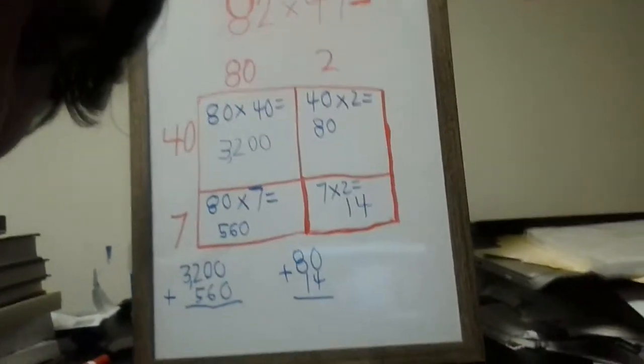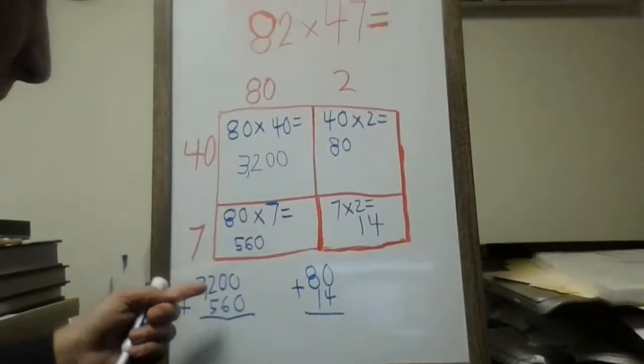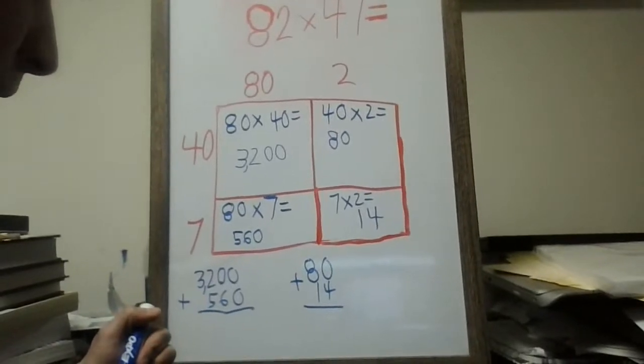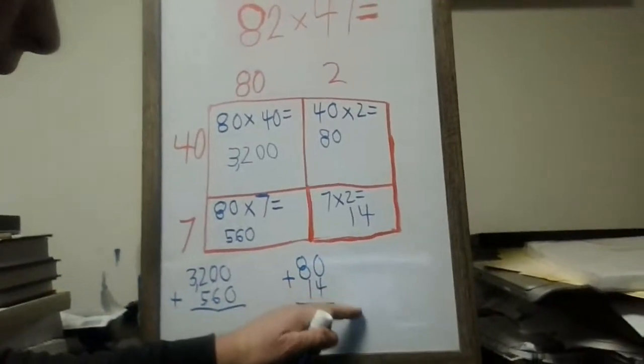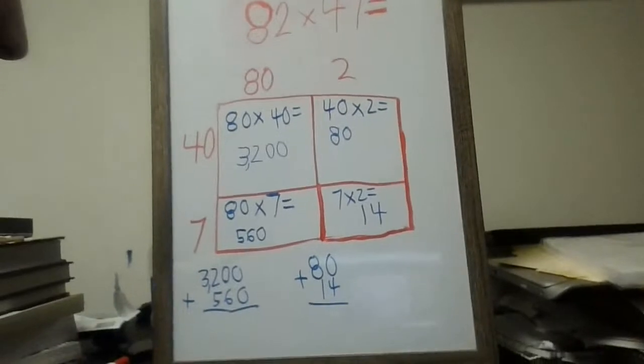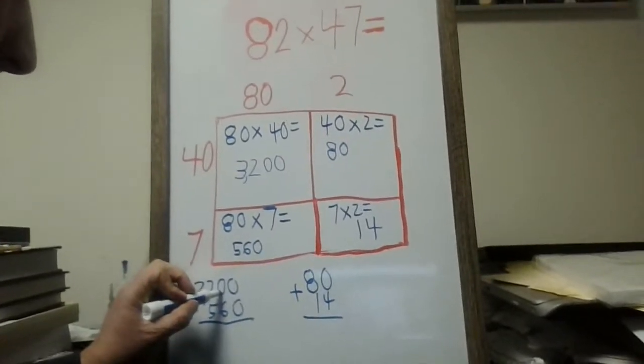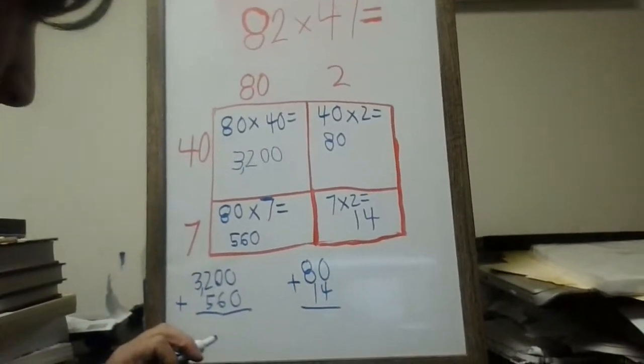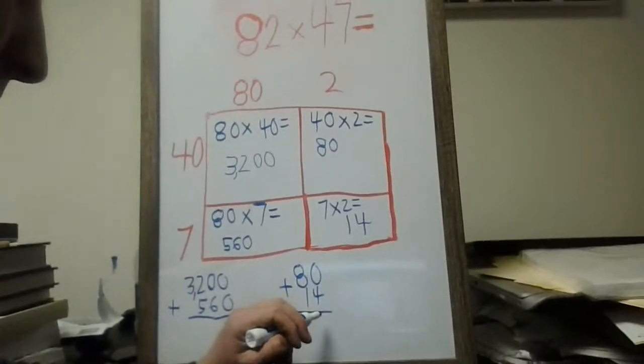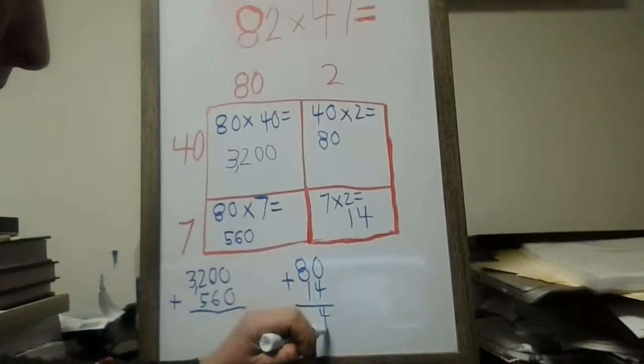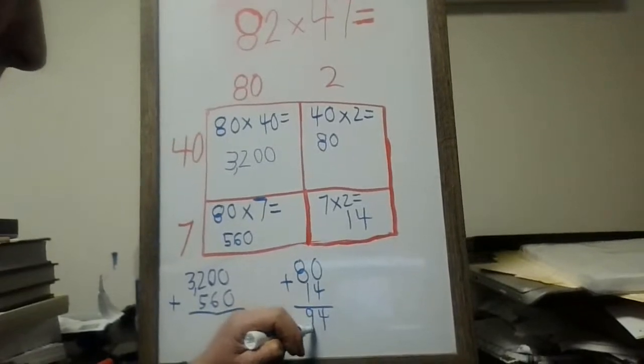Another way to do it, and the way I did it on the previous video, is I added all 4 of the numbers at once, but I know that that's tricky for some students. So for this one, I'll break it down a little more. All right. So 80 plus 14. 0 plus 4 equals 4. 8 plus 1 equals 9. Our answer is 94.